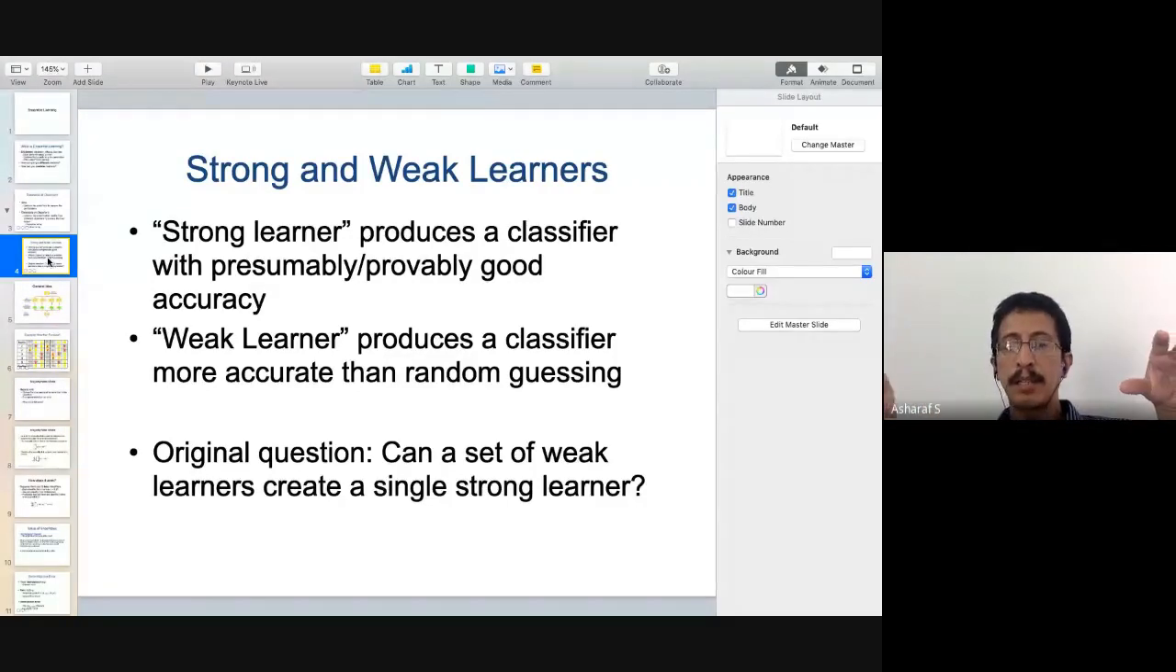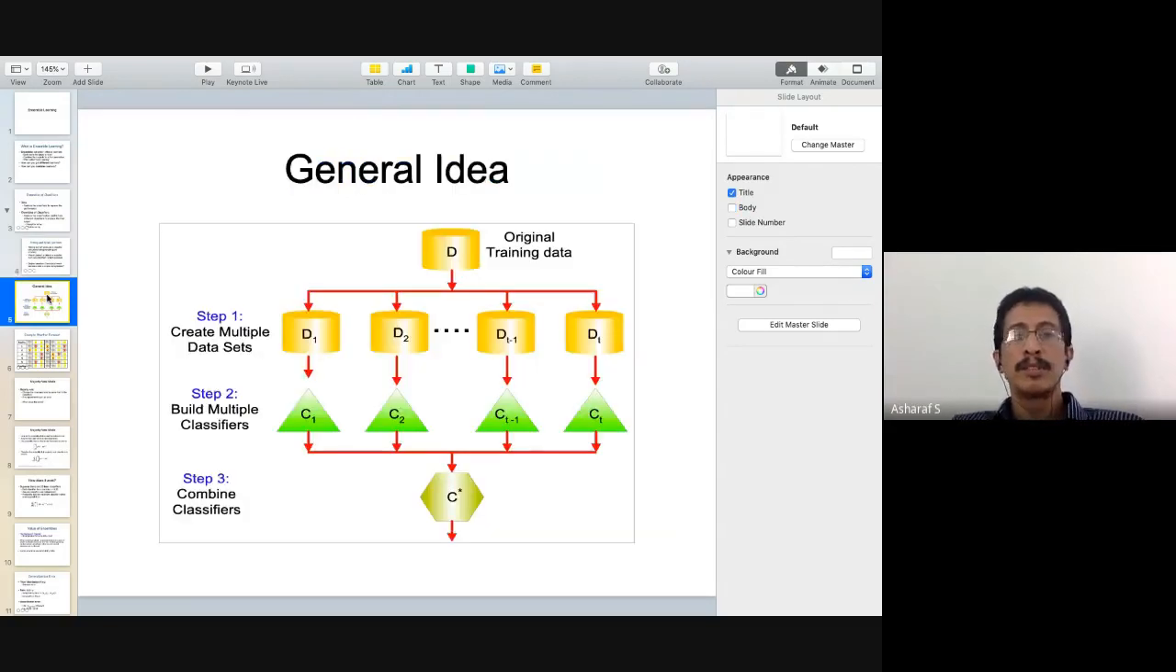Can you combine weak learners to form a better ensemble classifier? That's the idea. Otherwise, classifiers which produce good accuracy, much above the random guess, are generally labeled as strong learners. So this is the general idea of ensemble classification.